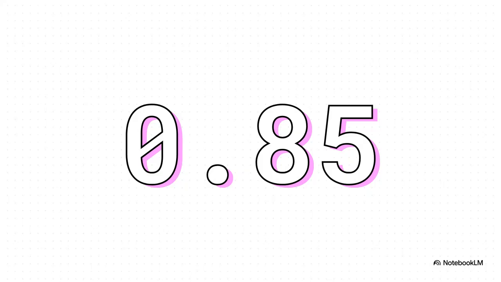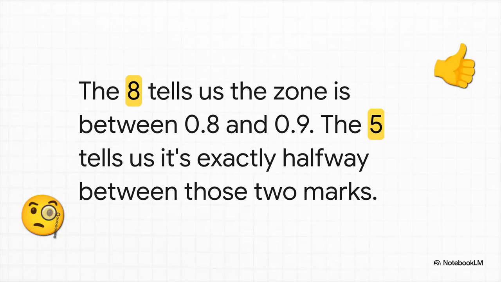Nice. Let's try another one just to make sure we've totally got this. Our next target is 0.85. And yep, we're going to use the exact same 3-step method. Okay, let's follow our steps. The first digit is an 8. So what does that tell us? It puts us in the zone between 0.8 and 0.9. The second digit is a 5, which again means it's located exactly halfway between them. Just like before, if this was 0.82, it would be closer to 0.8. If it were 0.88, much closer to 0.9. It's as simple as that.